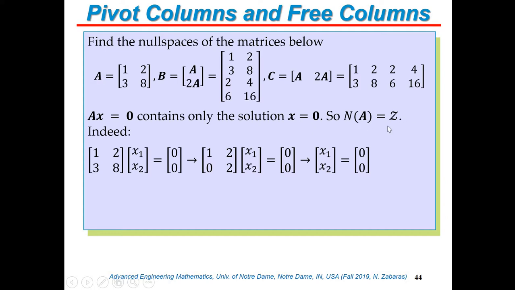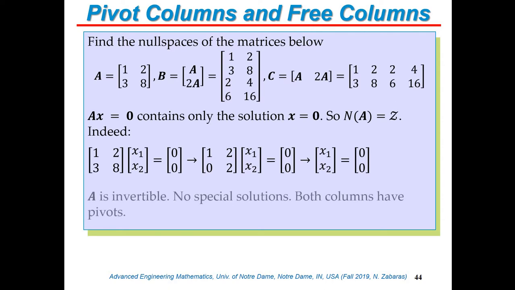So basically the null space of A is my Z null space. You remember, Z is the space that only contains the zero vector. Okay, so in this case, obviously, because the null space contains the zero vector only, there are no special solutions. Both columns are independent. They are pivot columns. Both rows are independent. And the matrix A is invertible, and I can solve Ax equal to b for any right-hand side vector b.